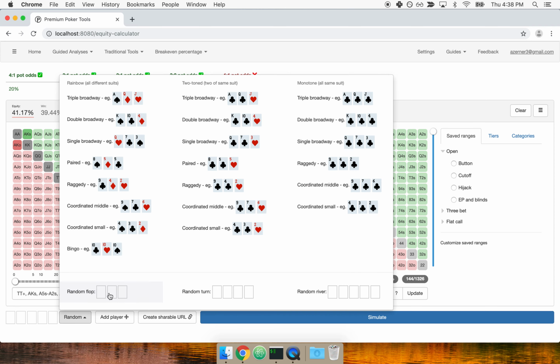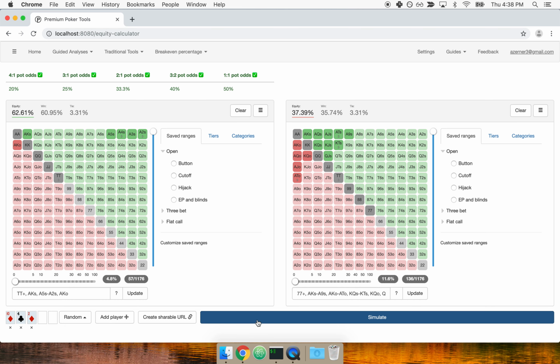So let's set a random flop. What we have here is it's showing you that this range versus this range, given this board, this range has 62% equity. We can also set a turn card, so if the turn comes a king, now we only have 61% equity. Of course we can do a river card as well. Now we have 66%. So it works multi-way by clicking add player, and it works post-flop by setting these board cards.